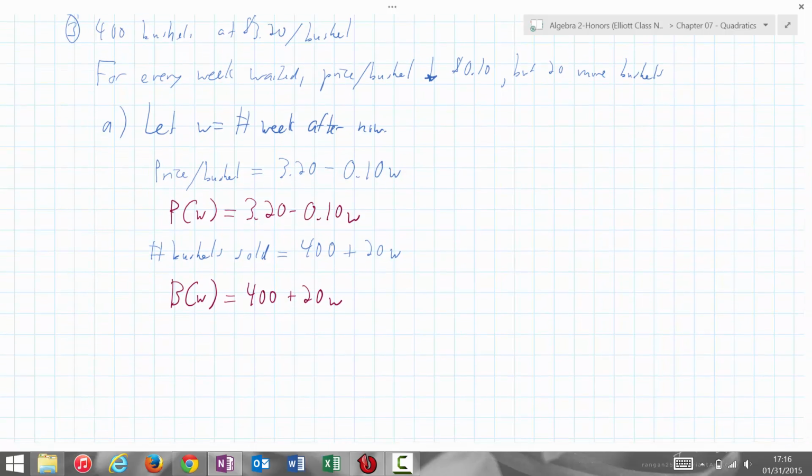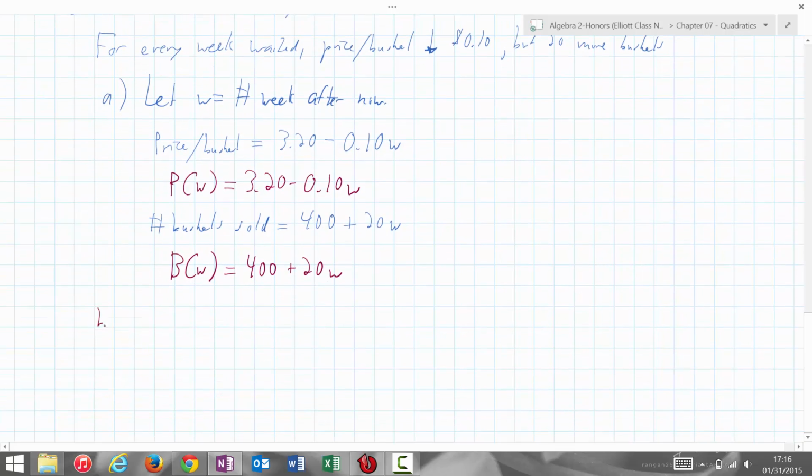So I've got two expressions here. Now we're going to move on to part B. I'm going to keep this red pen. The total revenue equals the price per bushel. So revenue, meaning how much you make, is equal to the price per bushel times the number of bushels.